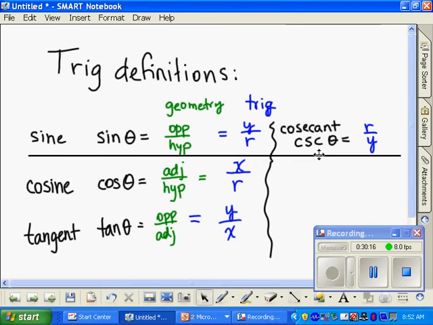For cosine, the reciprocal of that function is secant, S-E-C-A-N-T. The abbreviation for that is SEC. Behind the trig word always goes an angle, so we're going to put a theta. And since secant is the reciprocal of cosine, what would its definition be? Good, r over x.